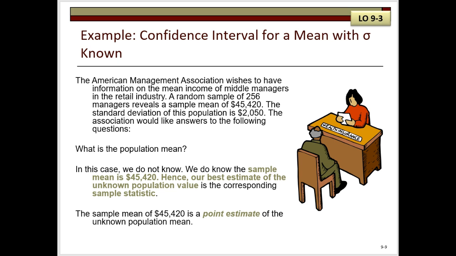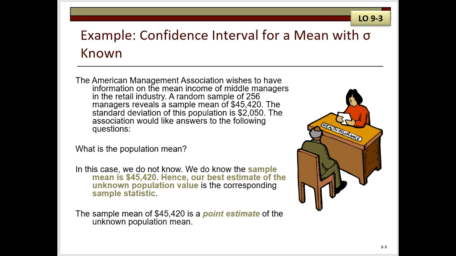In the AMA example, we are asked what the population mean is. In this case, we do not know. But we do know that from a random sample of 256 managers, the sample mean is $45,420. This gives us a good initial estimate of the unknown population mean. The sample mean of $45,420 is a point estimate of the unknown population mean. However, point estimates are often insufficient. In the following slide, we show how we extend this estimation using a confidence interval estimate.